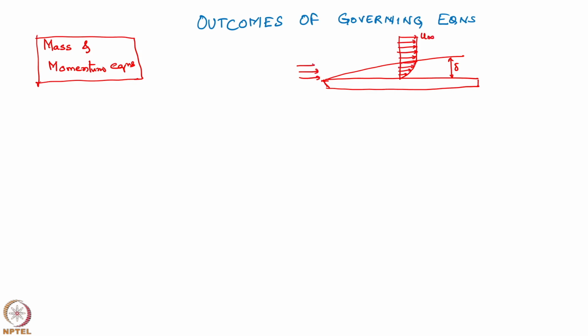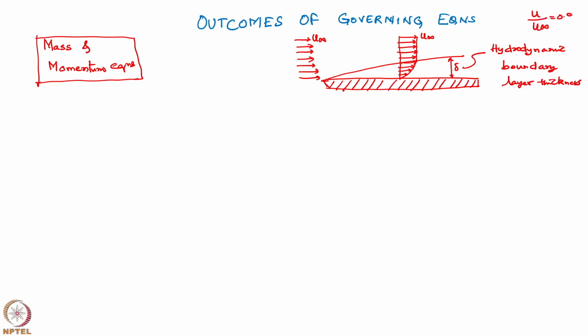So, the free stream velocity with which the flow is taking place over the flat plate is u infinity, and this is my flat plate, and delta is the hydrodynamic boundary layer thickness. How do I get that? That is the thickness at which u by u infinity is 0.99. This is your x and this is the length L of the plate.